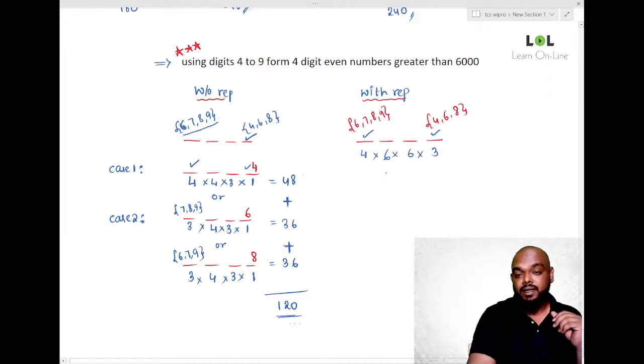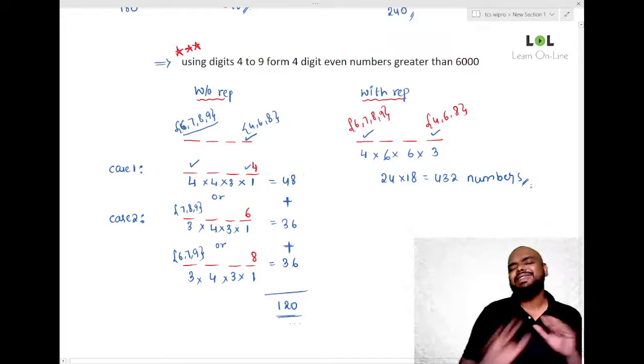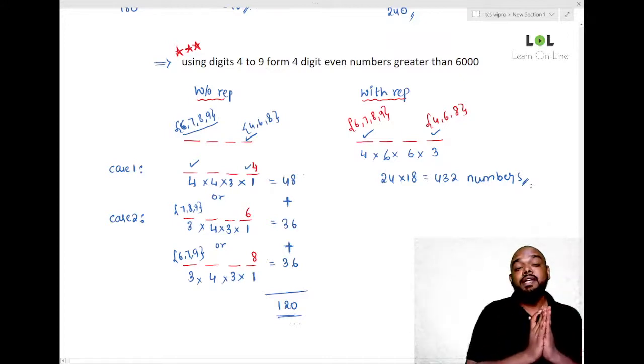So what do we get here? This is 24 into 18. So that will be 360 plus 72. That will be 432 numbers. We can form 432 numbers. With the repetition, you will never face an issue, guys. Issue starts only with without repetition.